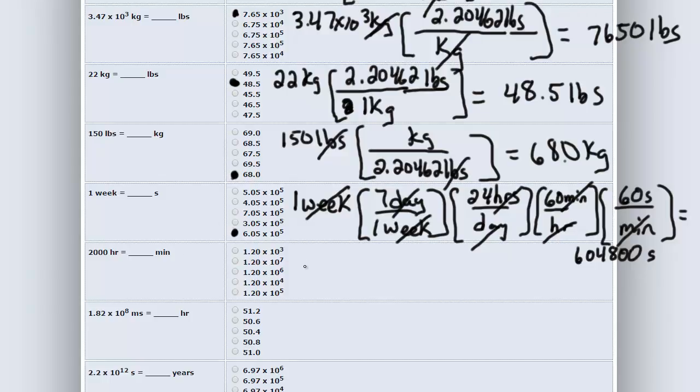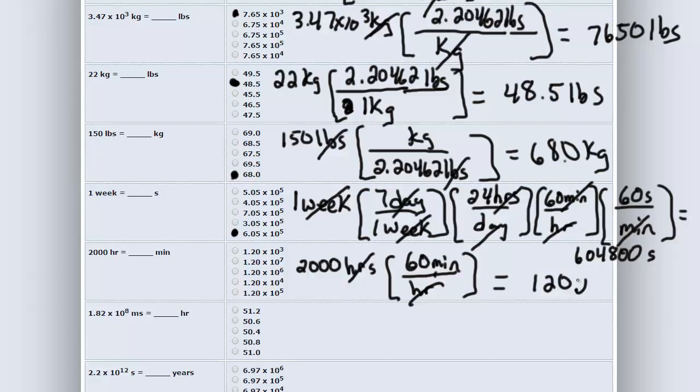2,000 hours, and I want to go to minutes. Well, you know, in each hour, there's 60 minutes. So that's an easy one. Okay, so 2,000 multiplied by 60, and that's 120,000 minutes, or 1.2 times 10 to the 5th minutes. So, yeah, that was an easy one.